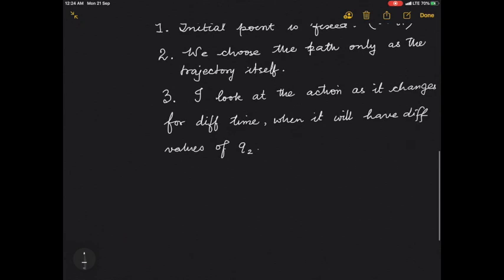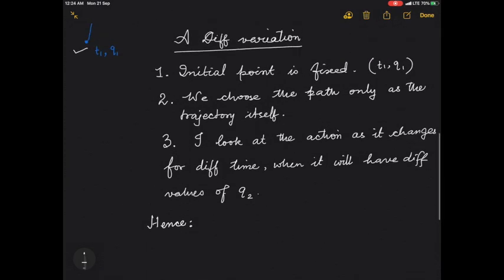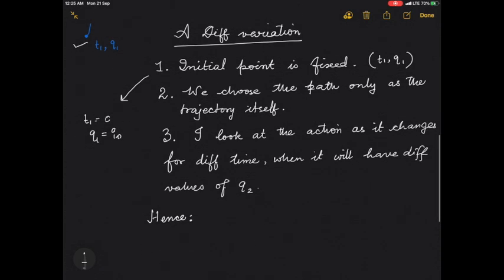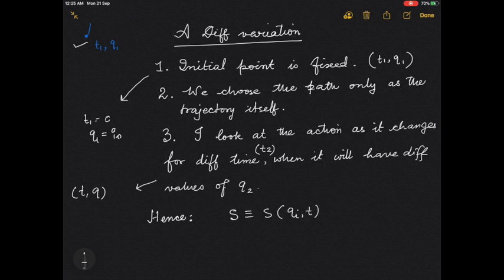So in such a case, it's obvious that the action, which is the value of this integral, will be a function of, what will it be a function of? Well, if I say that t1 is 0 and q1 is, say, q0, then these q2 and t2, and hence the action will be a function of the coordinates and the time.